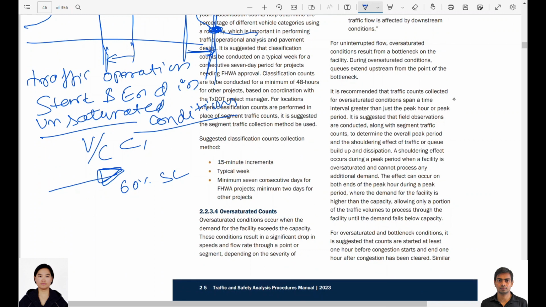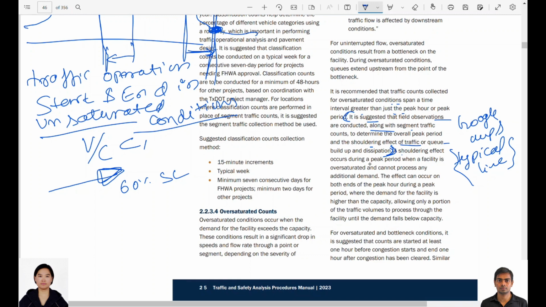It is recommended that traffic counts collected for oversaturated conditions span a time interval greater than just the peak hour or peak period. It is suggested that field observations are conducted along with traffic segment counts to determine the overall peak hour and the sholdering effect of traffic queue buildup or dissipation. Usually a field visit is not conducted, but we do use Google Maps to see. Google Maps can give us typical traffic as well as live traffic. We use Google Maps to see when the queue is forming and when it's dissipating.